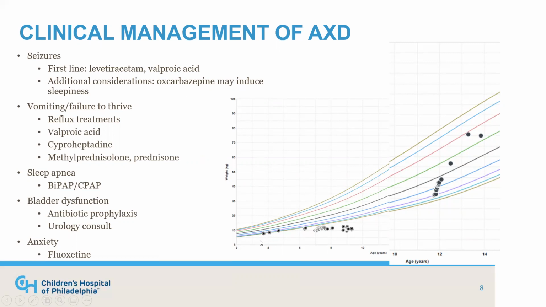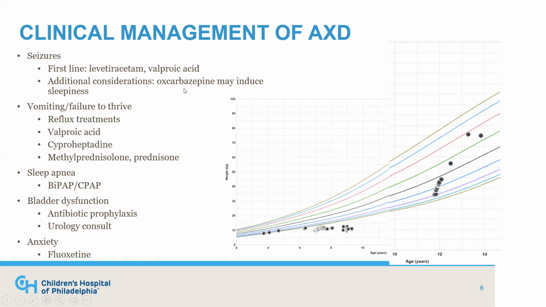And you can see these are two different patients, to be fair, but this is a typical weight curve of someone with Alexander disease. And this is the weight curve after this patient was put on valproic acid. So it helps tremendously with the failure to thrive because these patients stop vomiting, they're able to eat more, Depakote increases their appetite. So definitely consider using that in your Alexander disease patients.